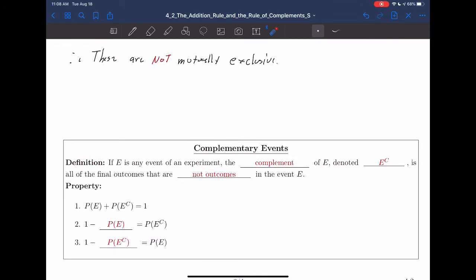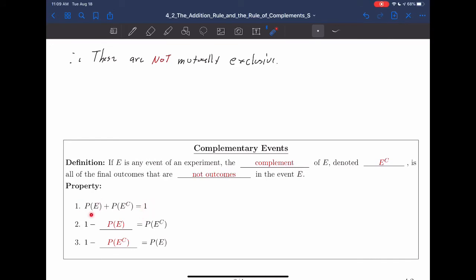By definition, let's say E is any event of an experiment. The complement of E, which we write as E to the power of C, is denoted as E complement, and is all of the final outcomes that are not the outcomes in event E. So it's the opposite. And there are a couple of properties that you want to know about this. We know that the probability of E plus the probability of E complement is always 100%, or 1.